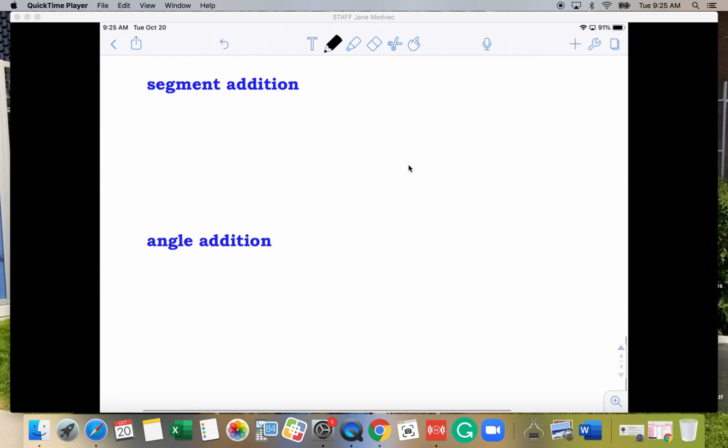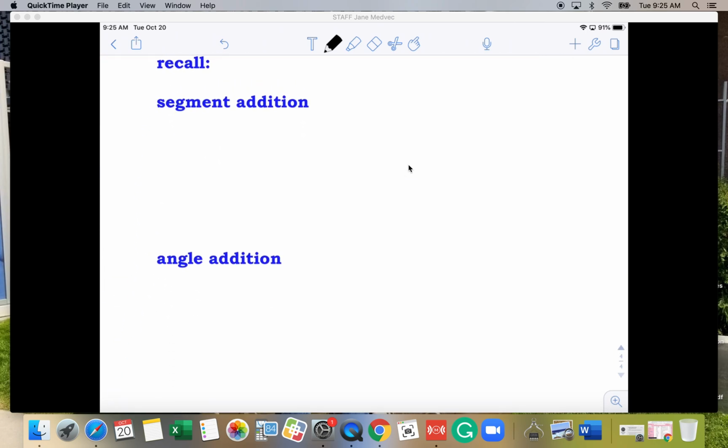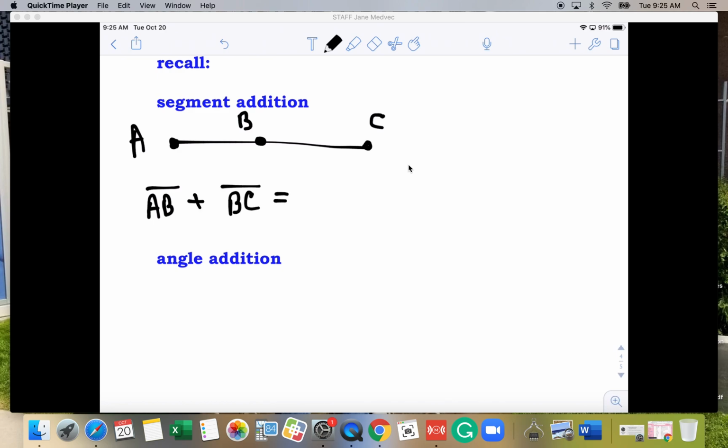Let's go down now and recall, this is from chapter 1, segment addition. What segment addition said is if I have a segment like this, and this is A, this is B, and this is C, I can take line segment AB, I can add line segment BC, and that's going to give me line segment AC. So again, I'm taking this little piece right here, I'm adding this little piece right here, and that is going to give me the whole piece right here.